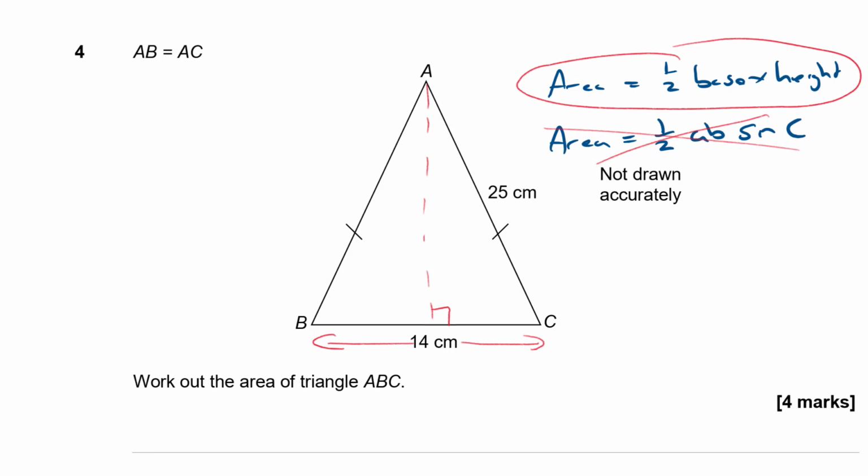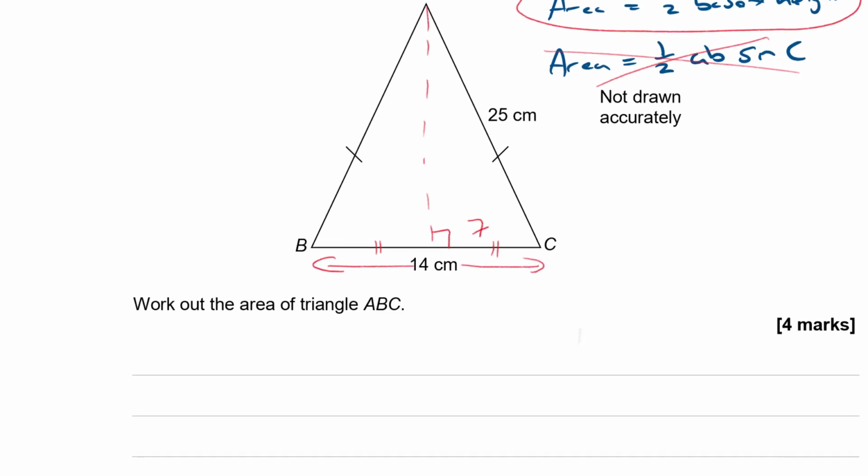And if this is an isosceles triangle, this perpendicular line I've written down here will cut my baseline exactly into 2, which means that that one there is 7. So what I'm going to do is use Pythagoras' theorem to work out the height of this triangle, and then I can work out the area after that.